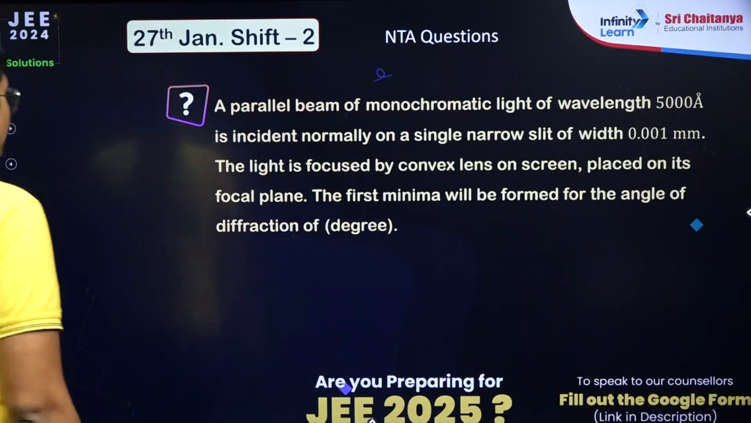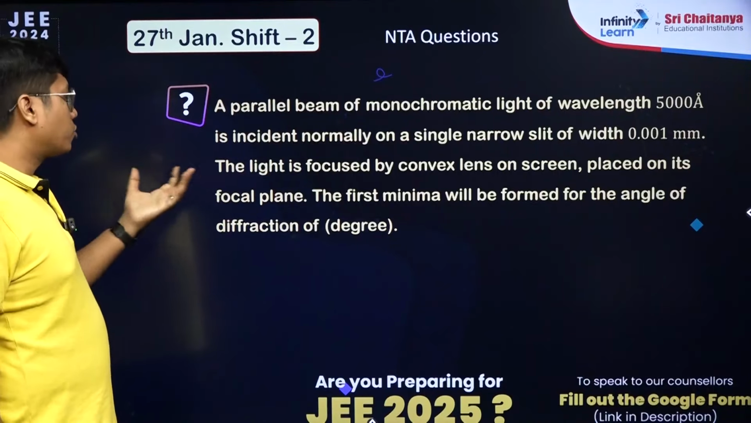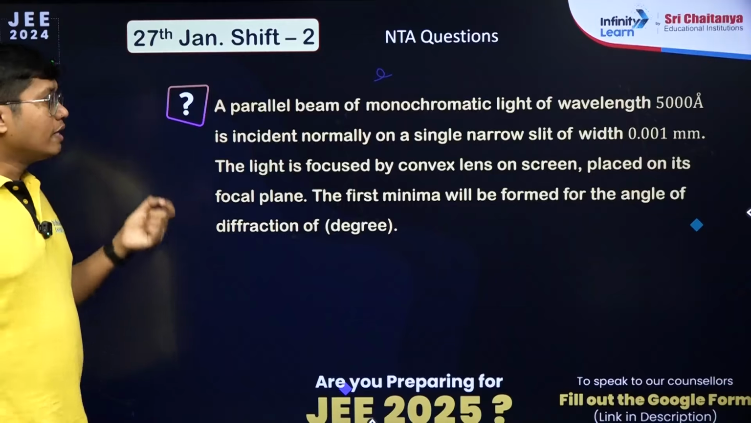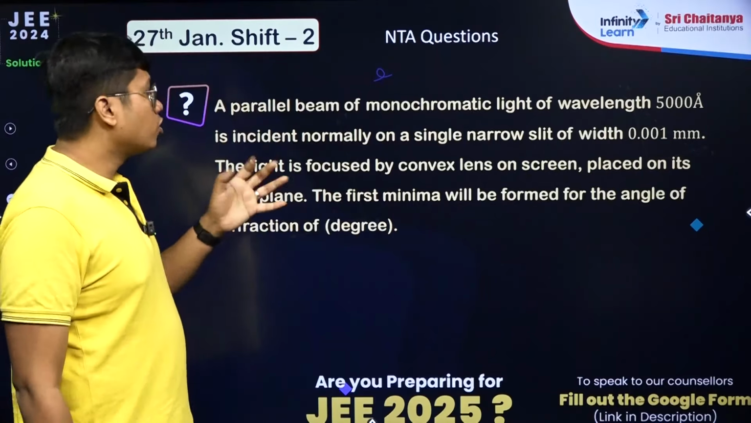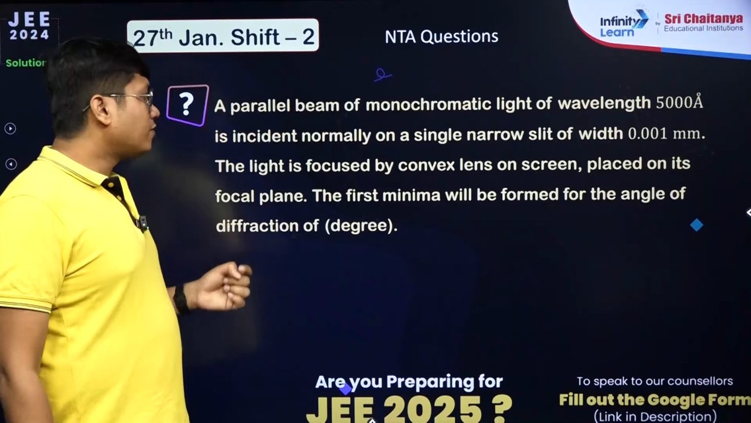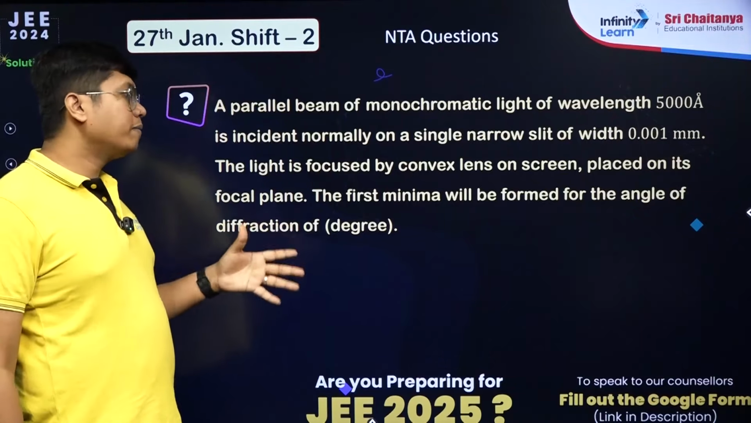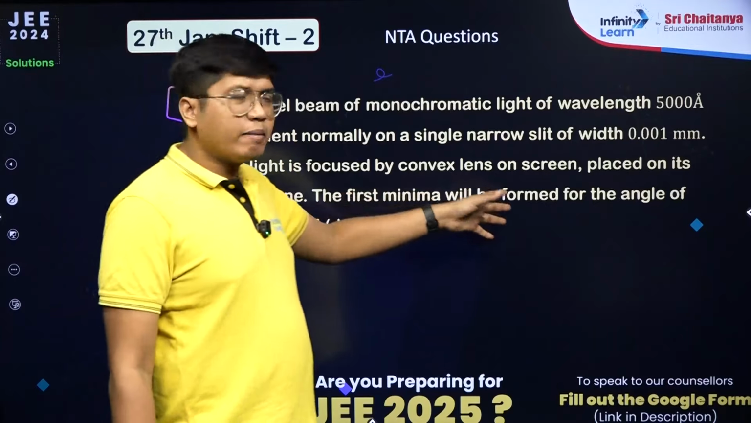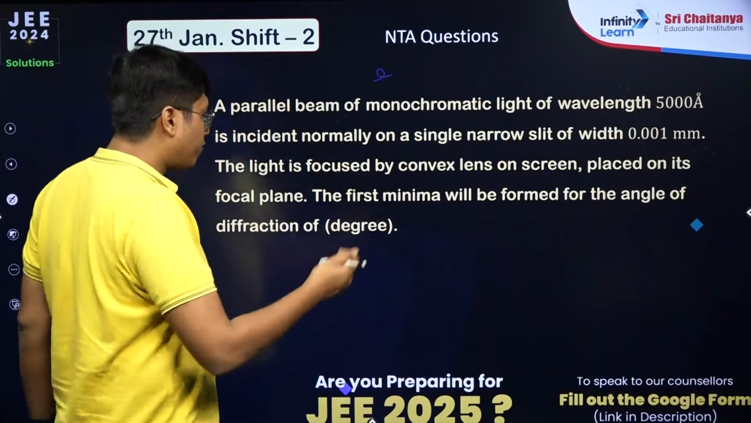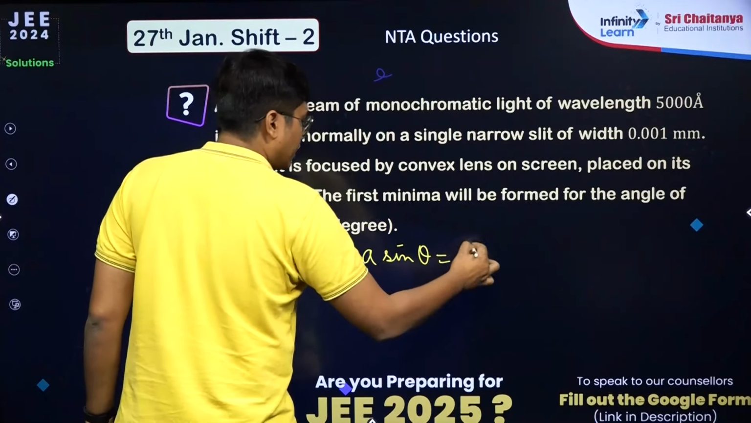Next question says a parallel beam of monochromatic light, wavelength 5000 Angstrom, is incident normally on a single narrow slit of width 0.001 millimeter. Light is focused by a convex lens on a screen placed on the focal plane. First minima will be formed for the angle of diffraction of how much? So minima positions we know directly. For the first minima, a sin theta is equal to lambda.